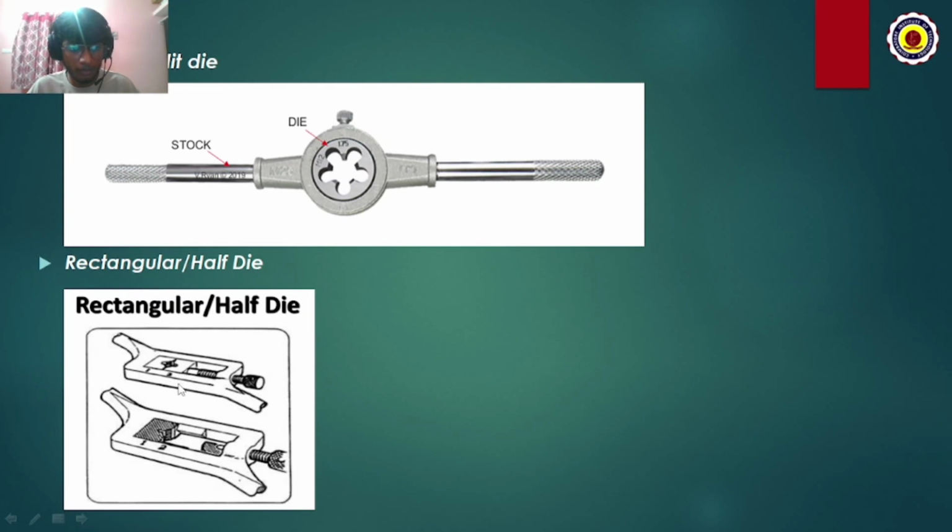As you can see in the rectangular half die too, there are two teeth given, and they can be moved forward and backward by loosening this nut so that it comes all the way back. The workpiece is placed between these teeth and tightened. We grip both grips by hand and turn all the way around, and by that means the thread is provided on the external side of the workpiece.